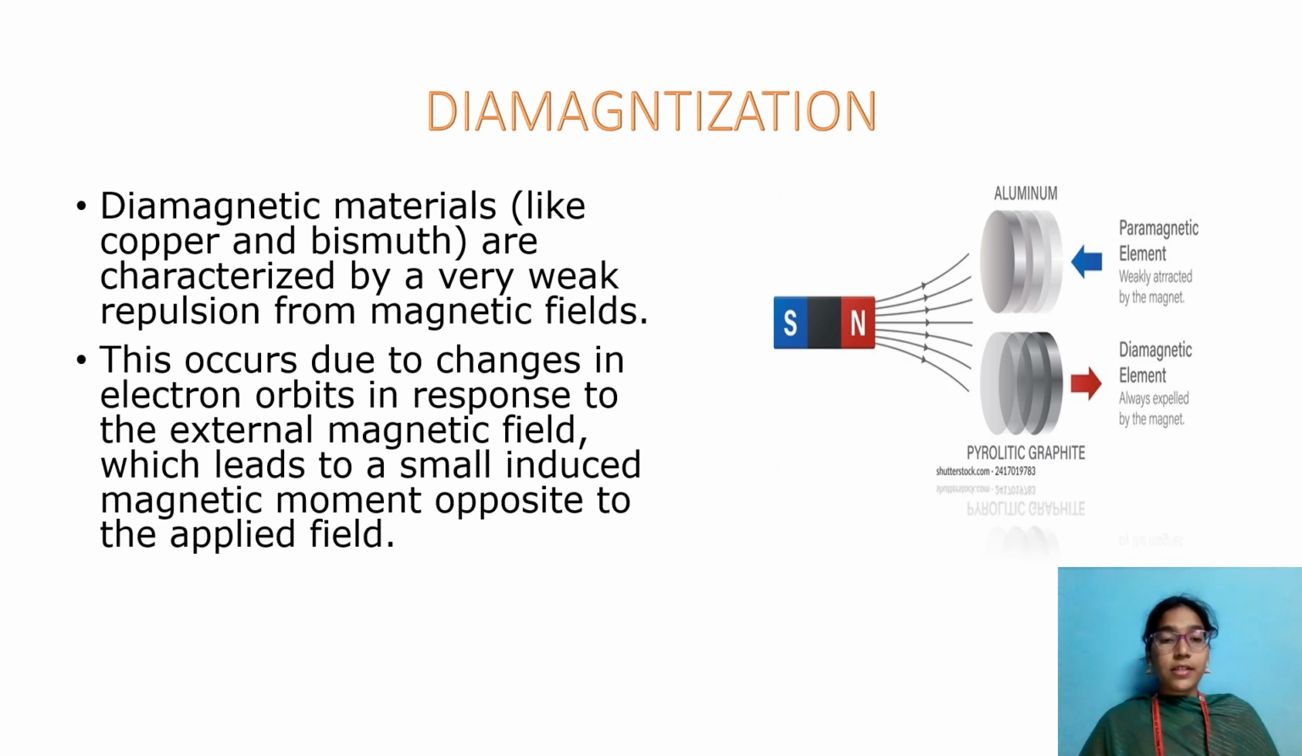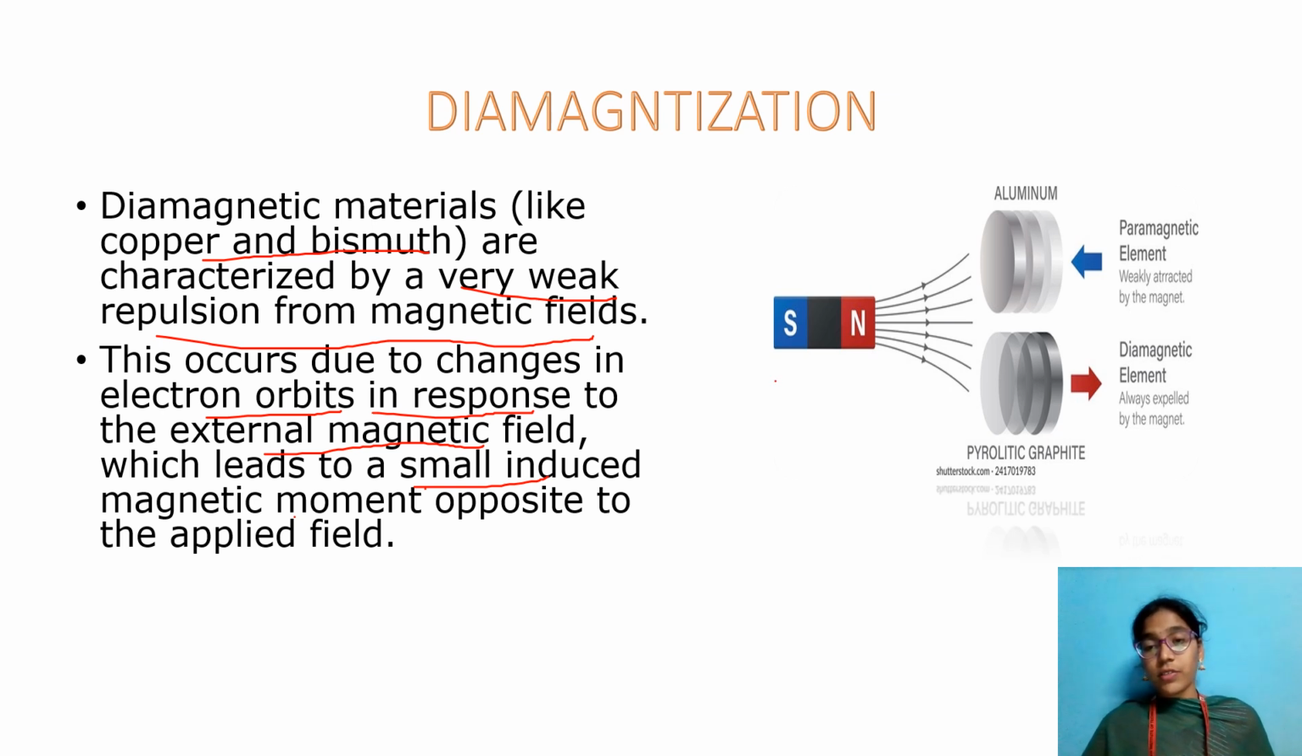Now we'll see about diamagnetization. First of all, what is meant by diamagnetization, how it occurs and how it responds. Diamagnetic materials are copper and bismuth, and they show weak repulsion from magnetic fields. This occurs due to changes in electron orbits in response to the external magnetic field, which leads to a small induced magnetic moment opposite to the applied field. This is known as diamagnetization.